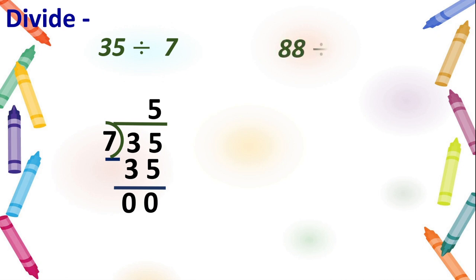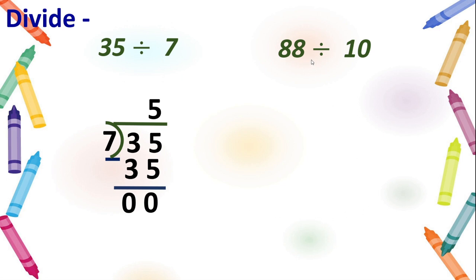Now one more sum we will take, 88 divided by 10. Now you know that this is divisor, dividend, quotient, remainder. So I will not write here. Okay. I hope you are thorough with all this.